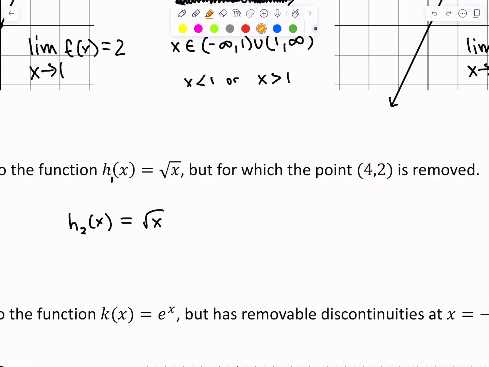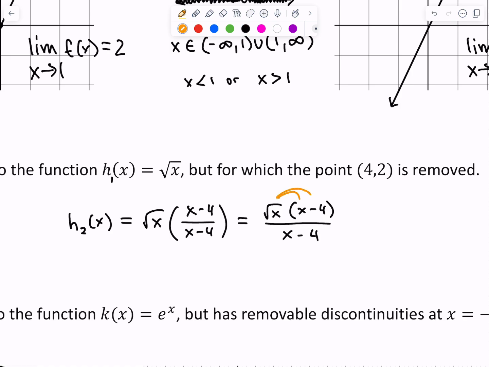I want a domain restriction that x can't be 4. So I multiply square root of x by x minus 4 over another x minus 4, which I can then write in this way, and now distribute the square root of x. So we get x square root of x minus 4 square root of x all over x minus 4.